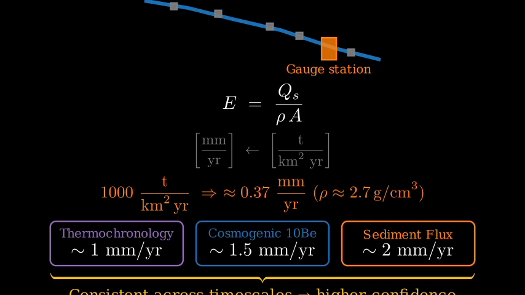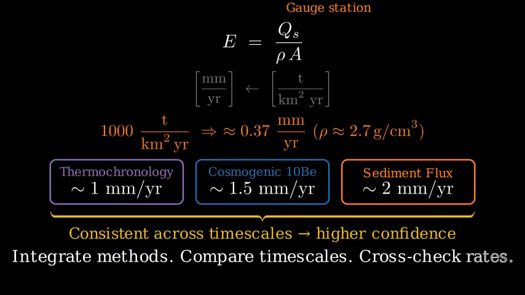For example, a mountain belt might show 1 millimeter per year from thermochronology, 1.5 from cosmogenic beryllium-10, and 2 from sediment flux. That set suggests steady to slightly increasing erosion and highlights how integrating methods yields a more complete picture of orogenic denudation. To summarize, no single method tells the whole story, but together they reveal the multi-scale dynamics of erosion in mountain belts. Use the right tool for the time window, and always compare across methods to detect transients or human impacts.